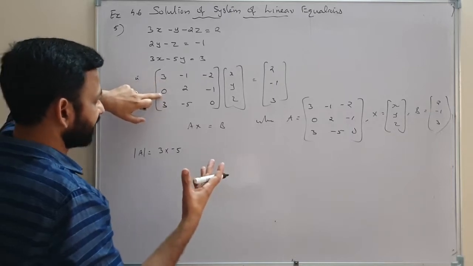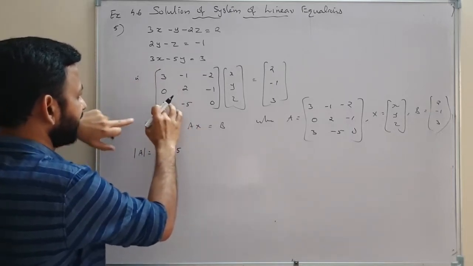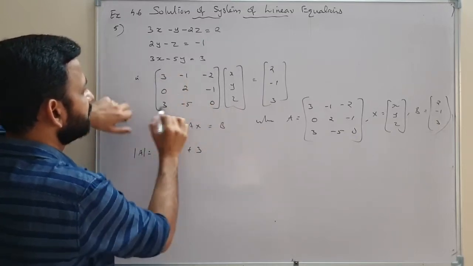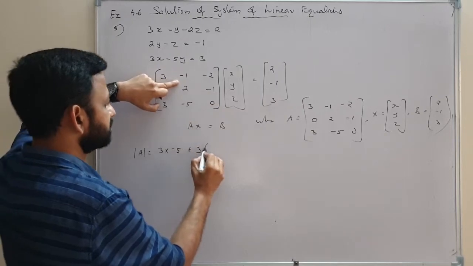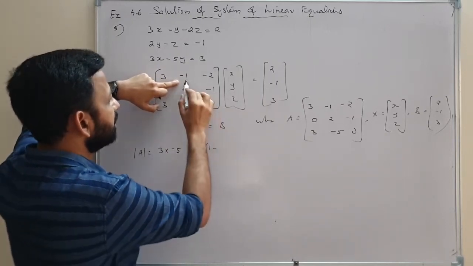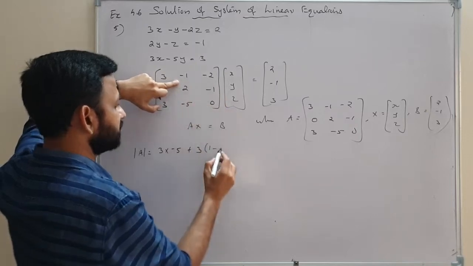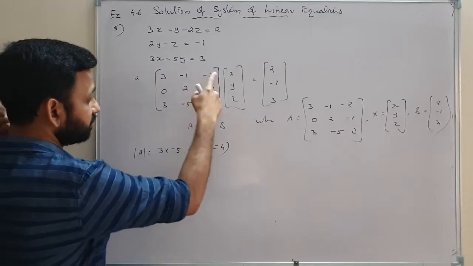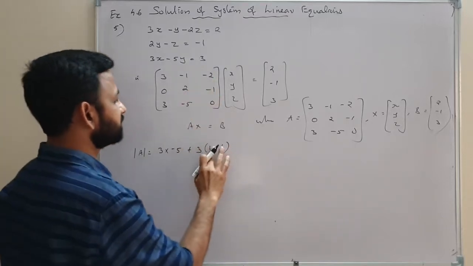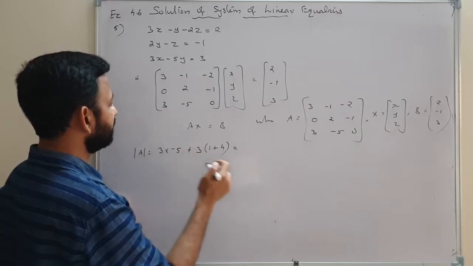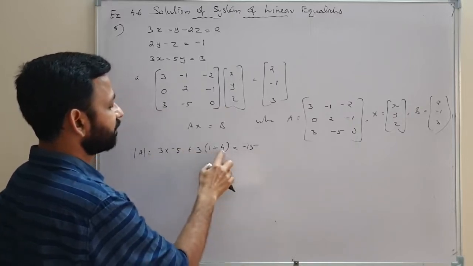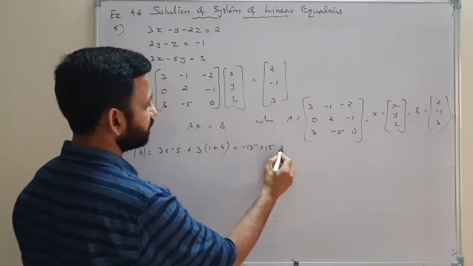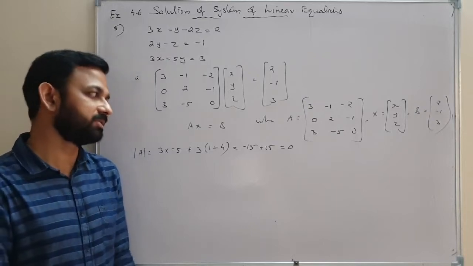plus, positive, negative, positive, 0 into this one, then again plus 3 into deleting, then minus 1 into minus 1, that is 1, minus 2 into minus 2, that is minus 4, minus 1 into 1, minus 1, that is 1, minus 2 into minus 2, that is minus 4, that is 1 plus 4, so that is 3 into 5, 15. Then 4 plus 1, 5 into 3, plus 15, so minus 15 plus 15 equal to 0. So determinant A equal to 0.